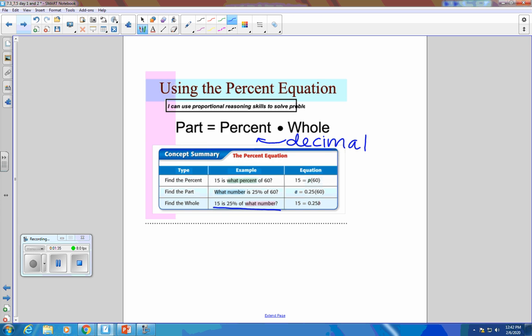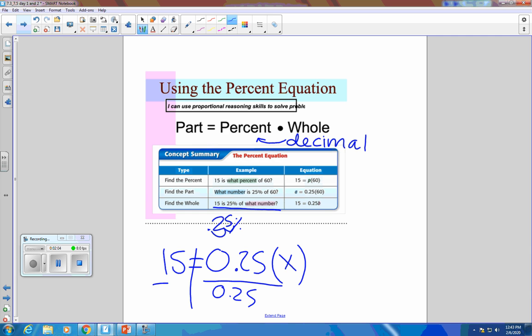So the third one here, it says 15 is 25% of what number? So we know the percent is 25%. To write that as a decimal then, we move that decimal over 2 spots, and we get 0.25. So that's our percent. Our whole number is unknown. That's going to be our x, because we're trying to find 15 is the part of what number? Then from there, divide both sides by 0.25. When you take 15 divided by 0.25, you get 60. So 15 is 25% of 60.